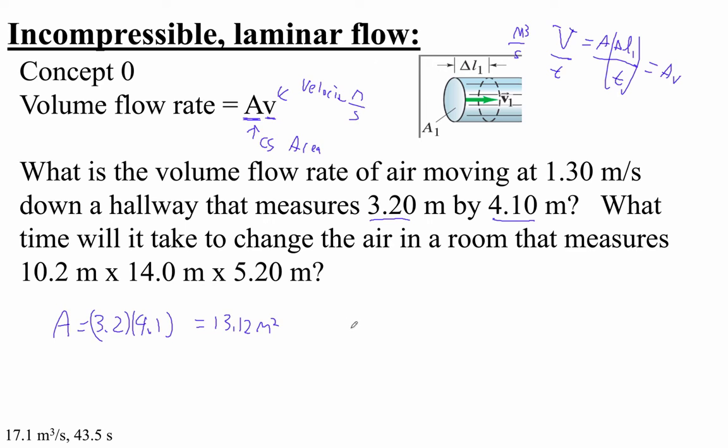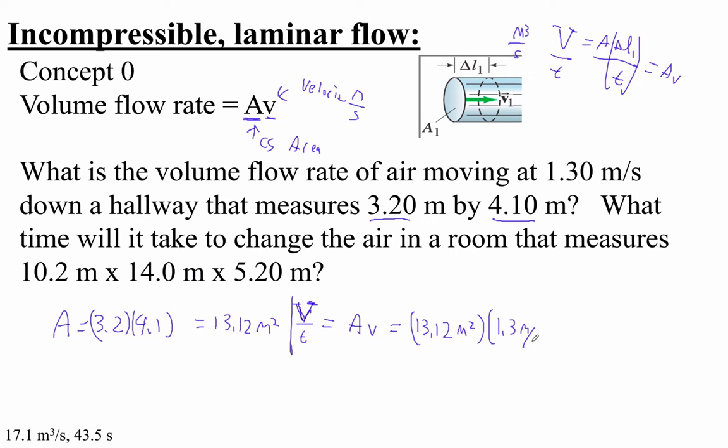And then our flow rate is going to be area times velocity. Or what do we call this? The volume flow rate, I'll say V over T, and this is a big V, not the velocity. This is just a big volume. Volume divided by time is area times velocity. So that is 13.12 square meters times 1.3 meters per second.